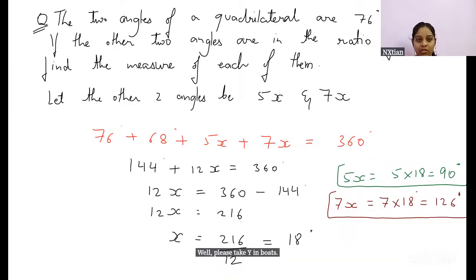You cannot do 5x and 7y. You have to take the same variable in all. Same variable in all. Okay.